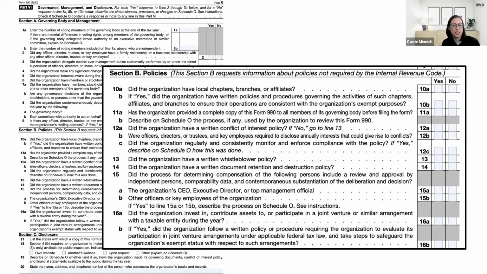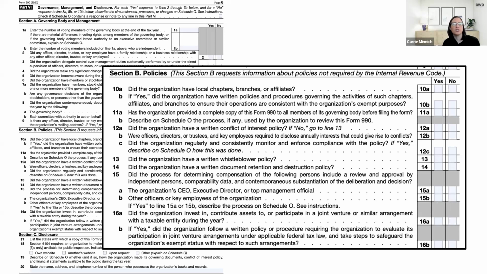Okay, next section here talks about policies. So when we talk about these, the IRS notes on here that these policies are not required by the Internal Revenue Code. However, they are asking if you have them in place. So it's probably a good idea that if you don't have them in place, that you put them into place. It's also best practices that you have these policies in place.